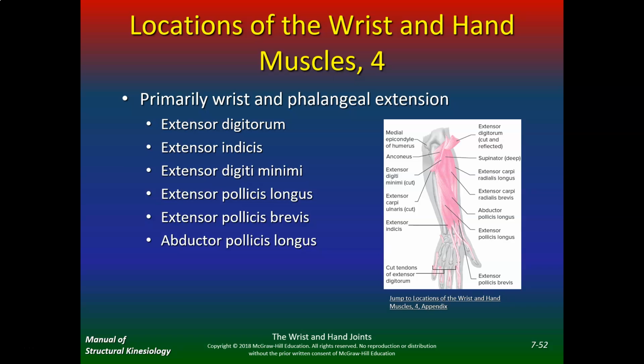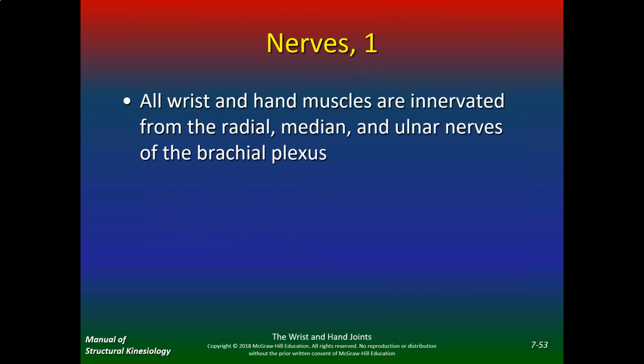So when you see a whole bunch of material on a slide, you're thinking, okay, well, what can he ask? How can he ask it? And it's usually a group of questions, say which one doesn't belong. Okay, so wrist and phalangeal or finger extension, that's Extensor Digitorum, Extensor Indicis, Extensor Digiti Minimi, Extensor Pollicis Longus, Extensor Pollicis Brevis, and Abductor Pollicis Longus.